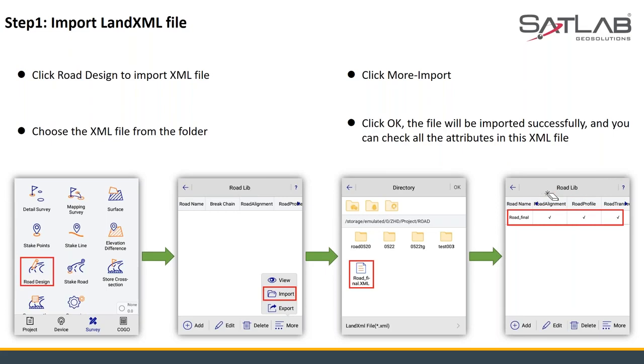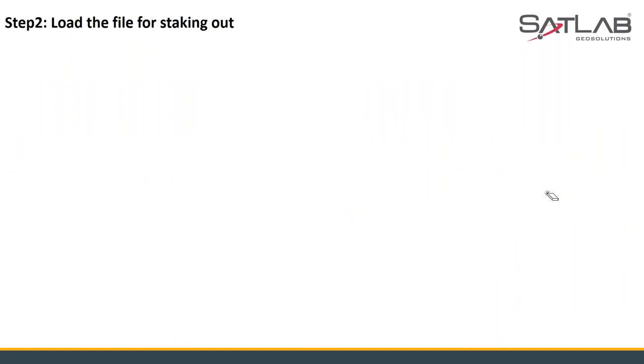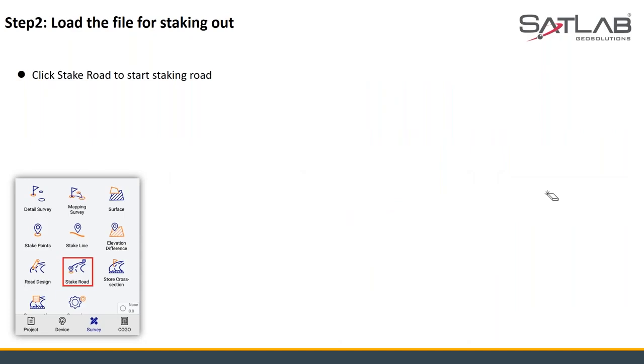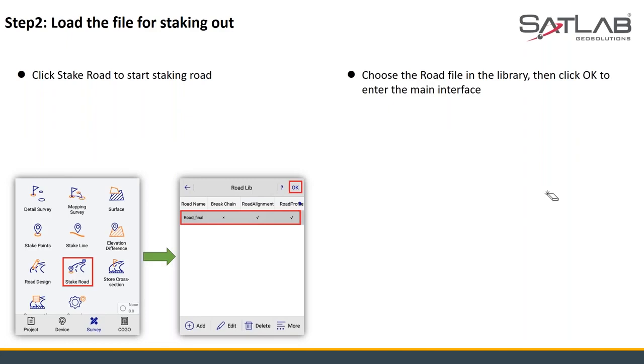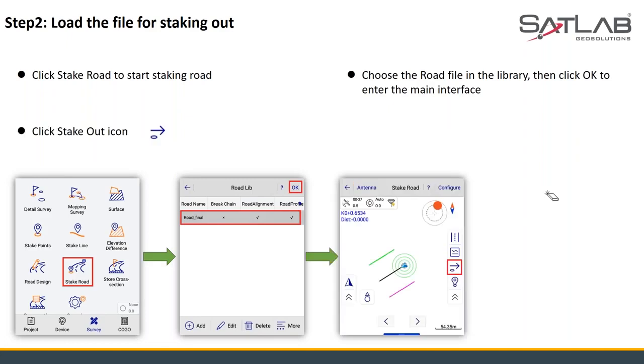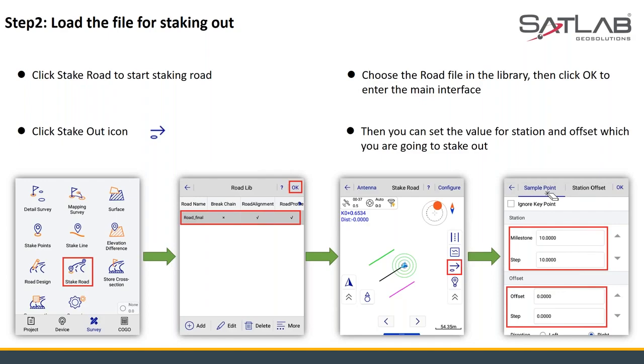It's exactly simple and easy. So go to the stake road, then go to this, which is my file that I have already imported. Choose a road file in the library, then click OK and enter the main interface. There you go. Then we can start the values and the milestones, which I'm going to talk about in this particular part in a while. How we can do that.